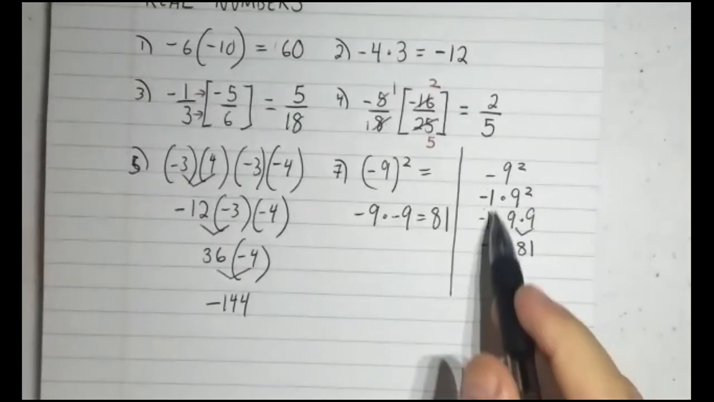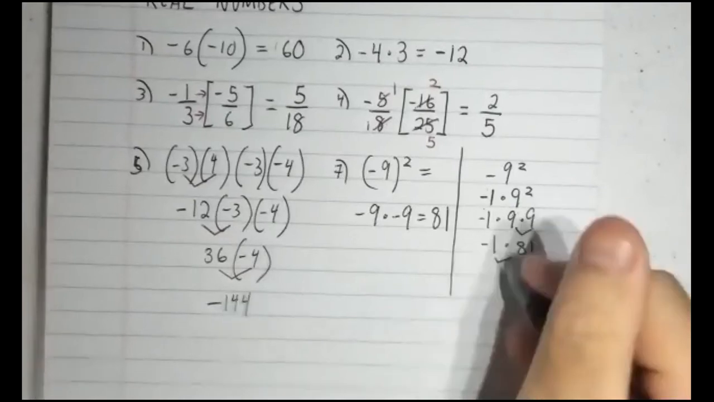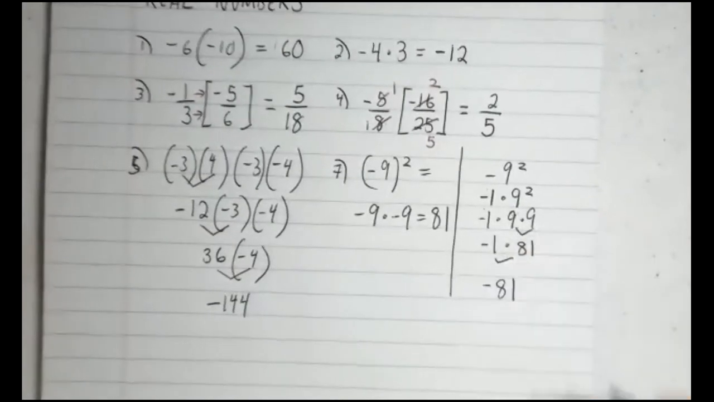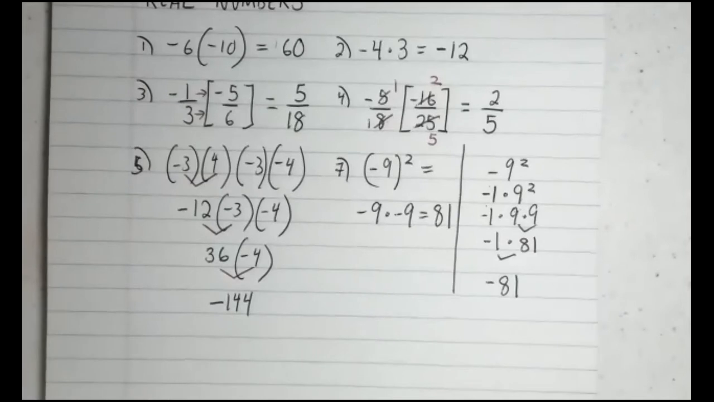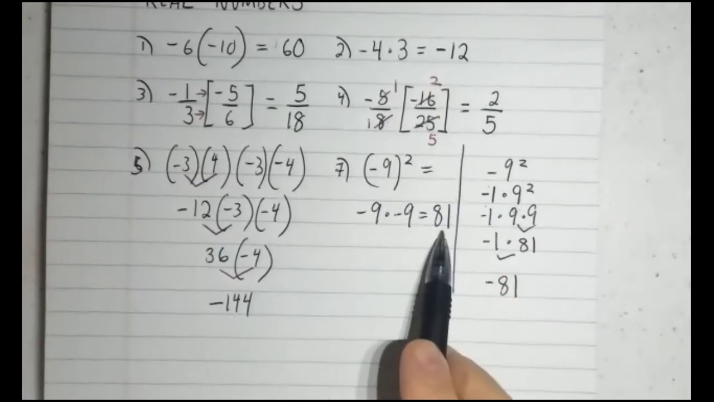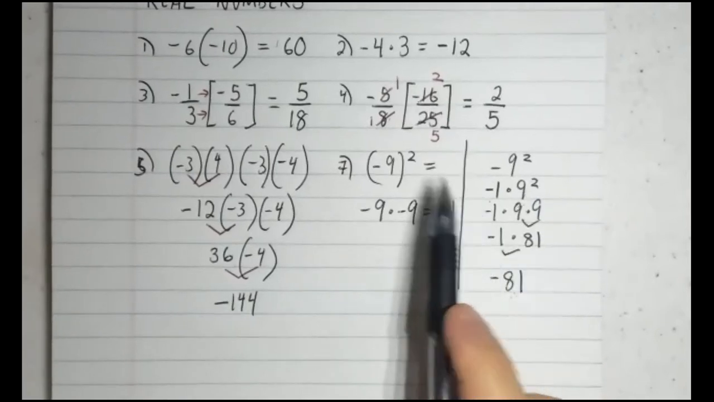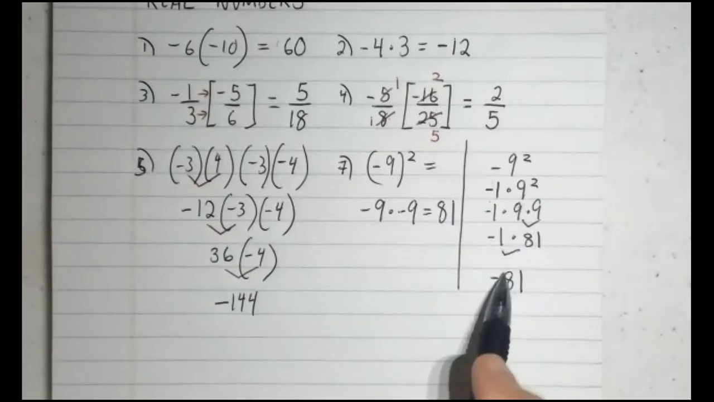But remember, we had that negative in front of it, so it's actually negative. Remember, negative times a positive gives me a negative 81. So understand that even though they look very similar, this answer is positive 81, but this answer here would be a negative 81. Parentheses make a very big difference as far as our answer.